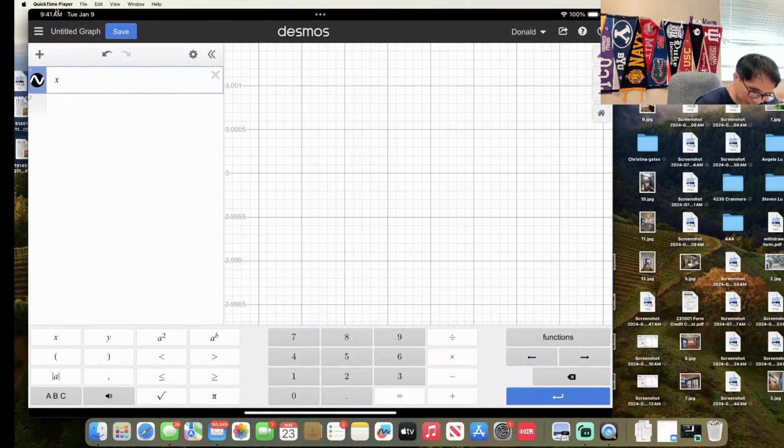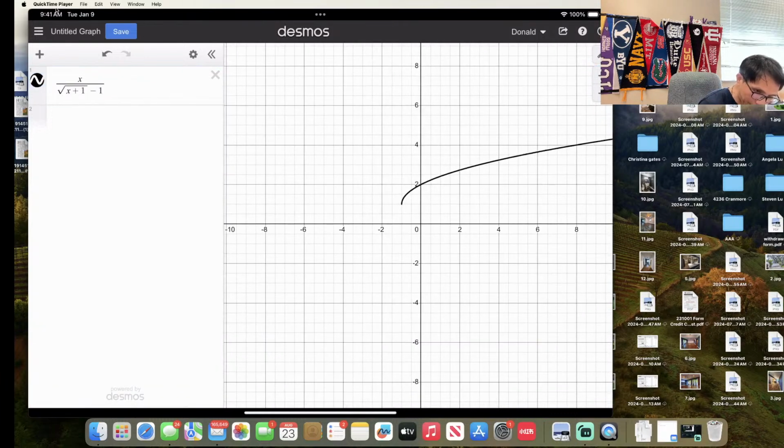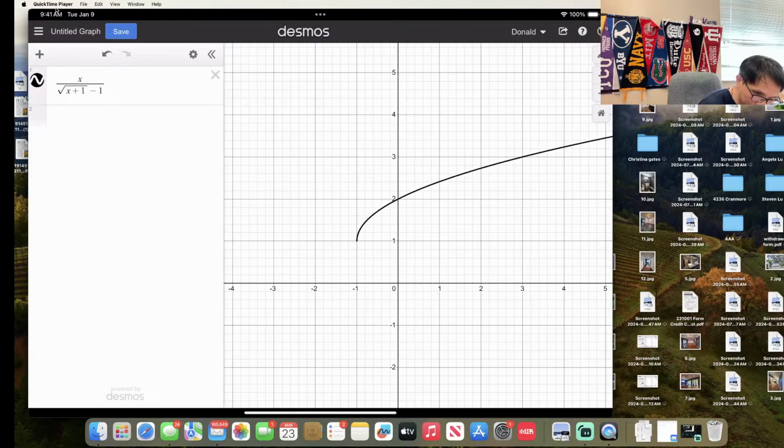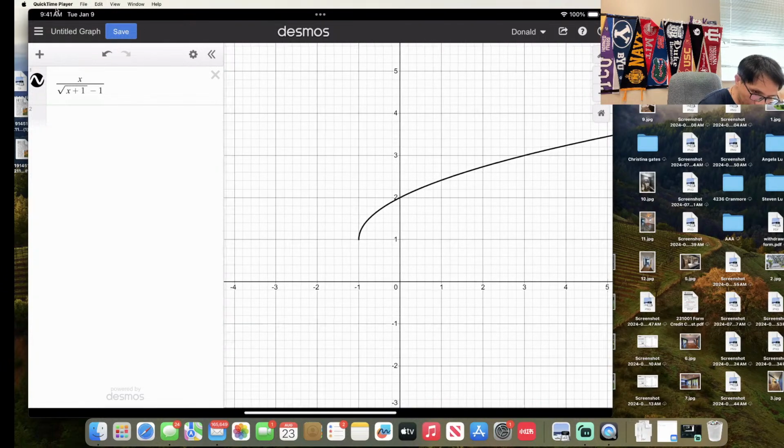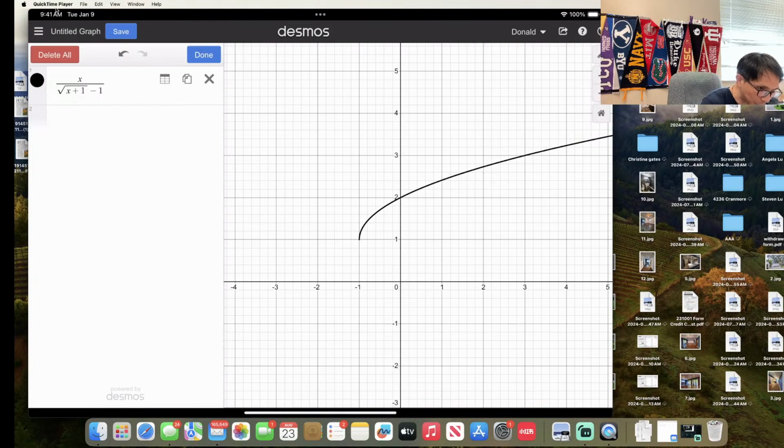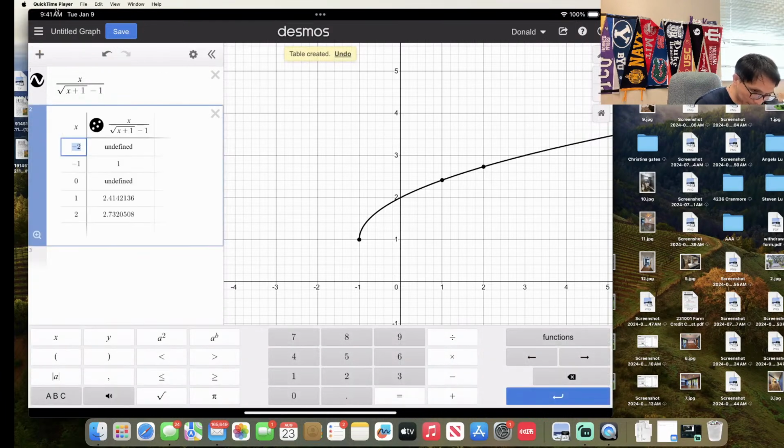X over root x plus 1 or minus 1, plus 1, minus 1 here, right? And the graph is like right here, right? But what is it reaching? From a graphing perspective, it looks like it's 2. But we can verify by approaching 0.